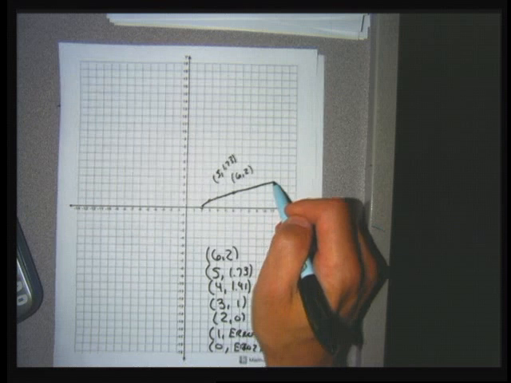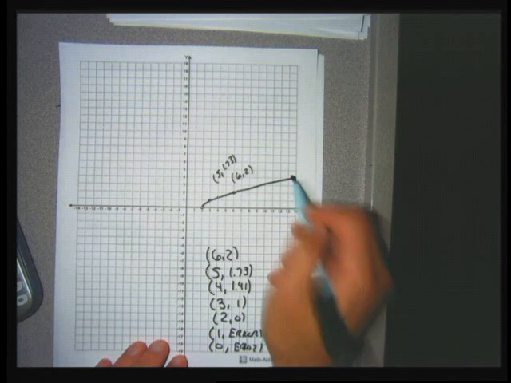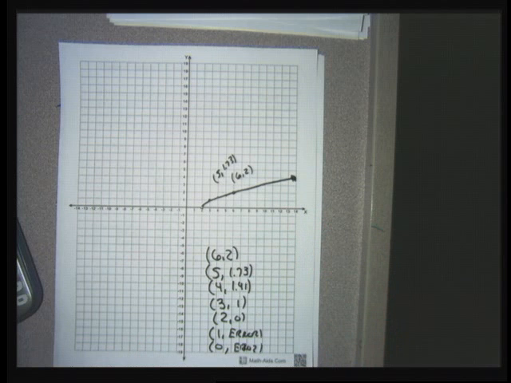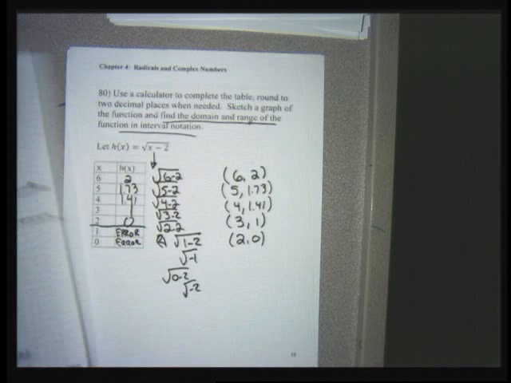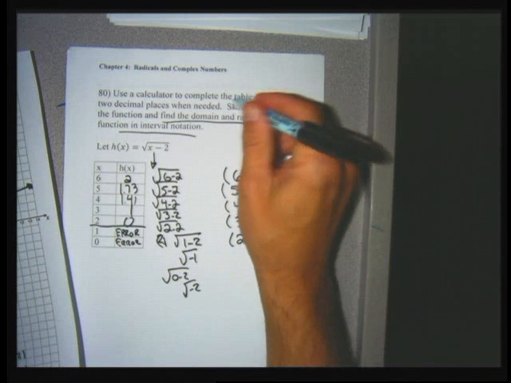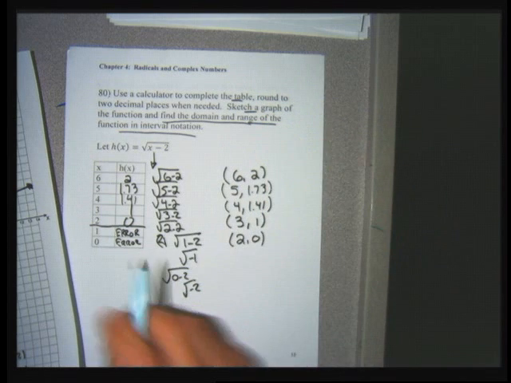Again, most of our square root graphs are going to look just like this. So this is the best I could do with making a table and doing a graph without having a graphing calculator. So I've made my table of values, I've sketched a graph. Now I'm going to find the domain and the range.